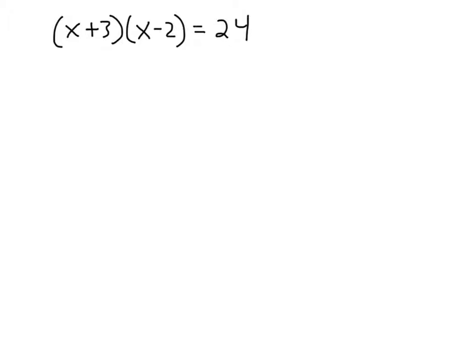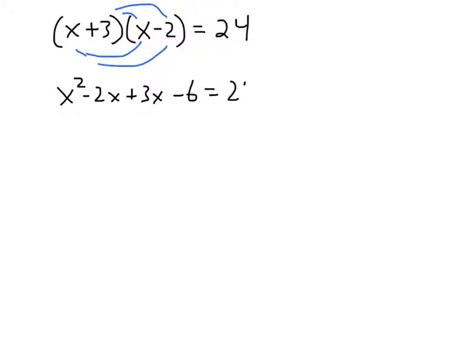Now in this next example, it almost looks like the left side is already factored, but it's really of no help to us because we don't have a 0 on the other side of the equation. And it's only useful to have it factored when there's a 0 on the other side. So really what you'd have to do here would be to FOIL this together, doing the first and then the outers and then the inners and the lasts. So that would give us, let's see, x squared minus 2x plus 3x minus 6 equals 24.